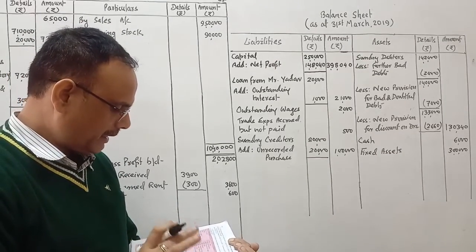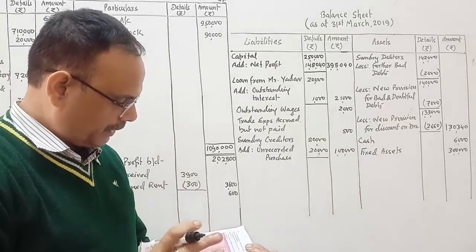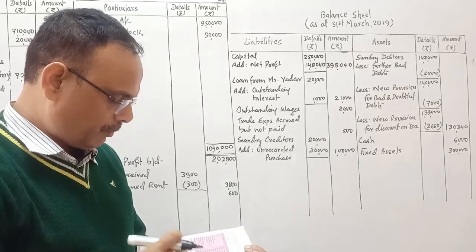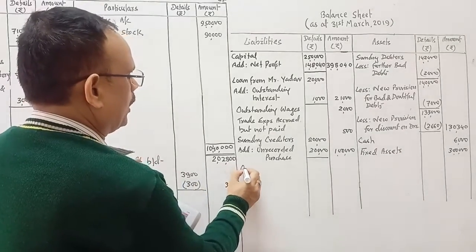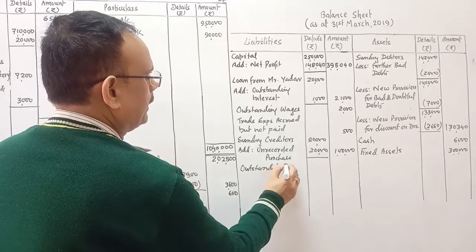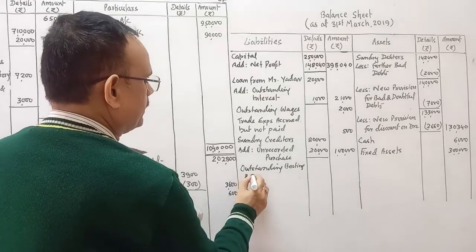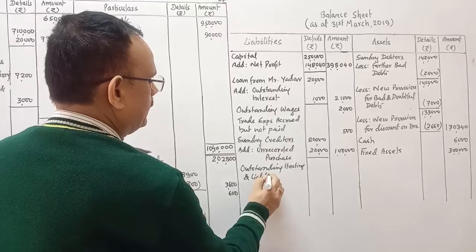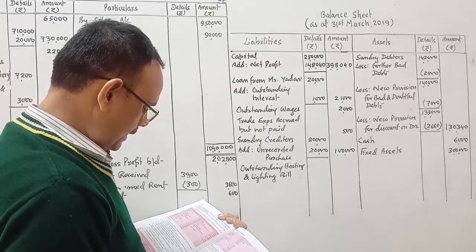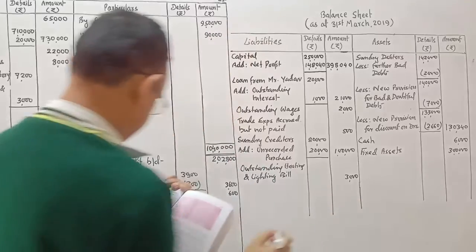Adjustment number 1 we have done it. Adjustment number 2 we have done, related to loan. Adjustment number 3 is done. 4 is done. 5 is 3 months lighting and heating bill due but not paid. Outstanding heating and lighting bill is 3,000. This is your outstanding expenses.